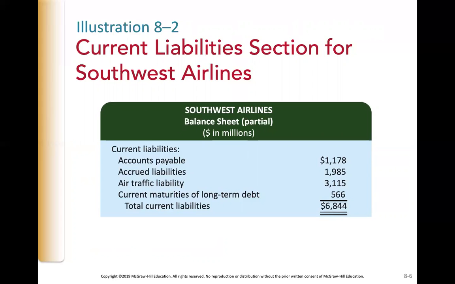Long-term debt is sometimes referred to as a note. When a note becomes due in the next year, that amount is classified as a current liability. So the current portion of the long-term debt that is due within the next year gets moved to the current liability section. So as you can see, the different categories of current liabilities here, Southwest Airlines in this instance has $6.8 million worth of current liabilities.